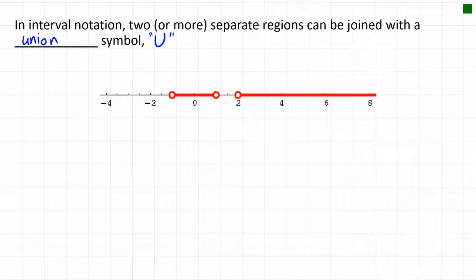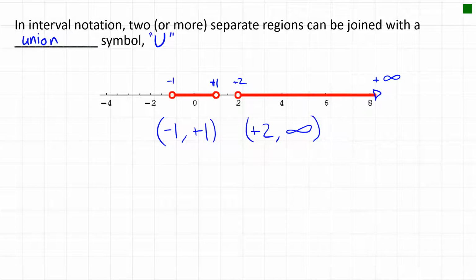So here in our example below, we have these two regions. This first region goes from -1 to +1. And then the second region goes from +2, and it doesn't end, so we assume that it goes to +infinity. So the first region would be -1 to +1 with round brackets, and the second region would be from +2 to +infinity, also with round brackets.